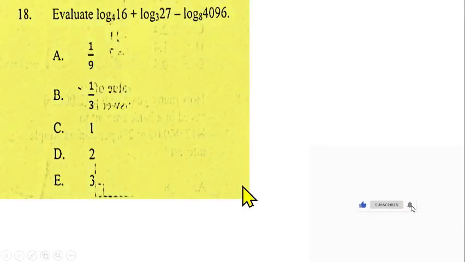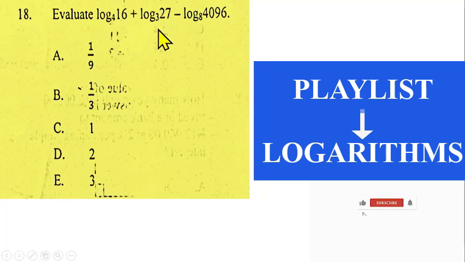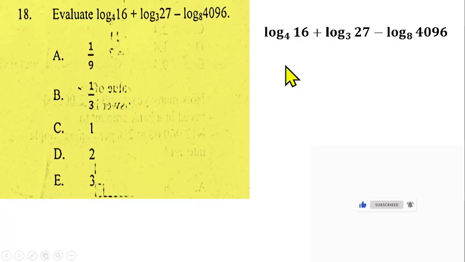Question number 18 is from logarithm. We have to evaluate log 16 base 4 plus log 27 base 3 minus log 4096 base 8. So we have to simplify this logarithm. It's very simple if you understand what the logarithm is all about.